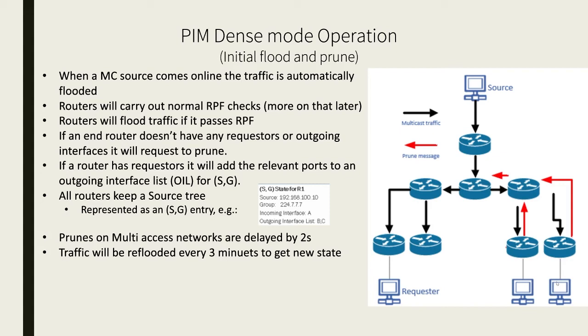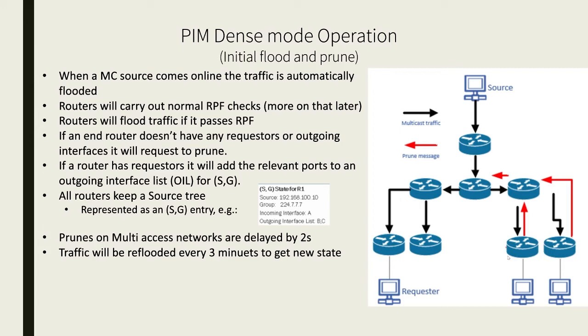What's going to happen is these devices are going to carry out those normal RPF checks to make sure that we pass that check and that we are receiving traffic in the right direction. And then these routers on these end devices are going to check their state, and they're going to say, is anyone actually interested?